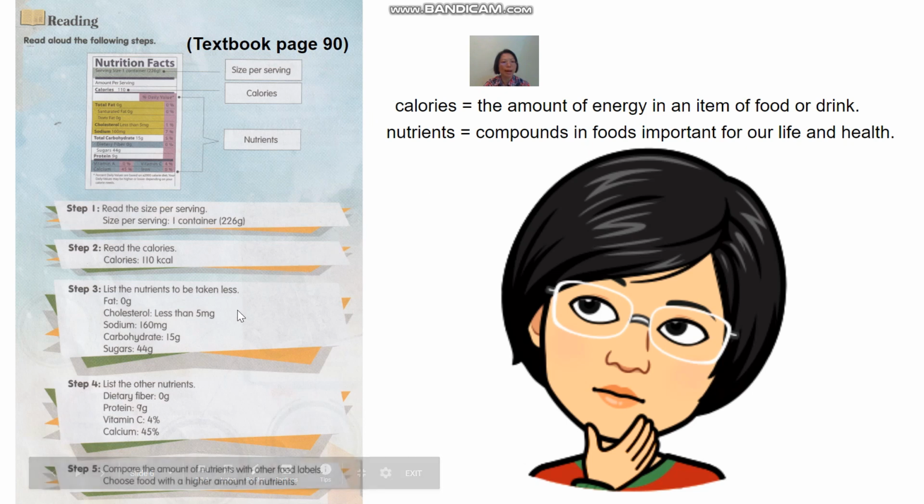Okay, if you look at step 3, these are the nutrients that we should not take too much, and step 4 are the nutrients that we can take more. Now, if you look at step 5, compare the amount of nutrients with other food labels. Choose food with a higher amount of nutrients. So for page 90 from your textbook, you can practice the steps on how to read the food labels. Now let's look at the next one.